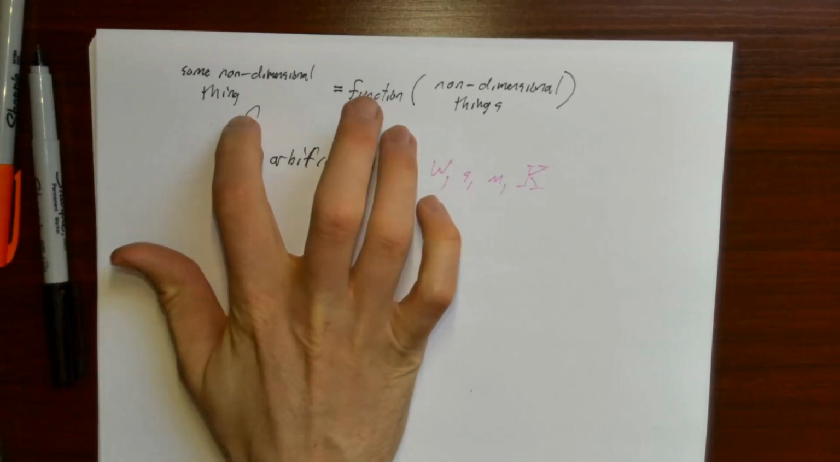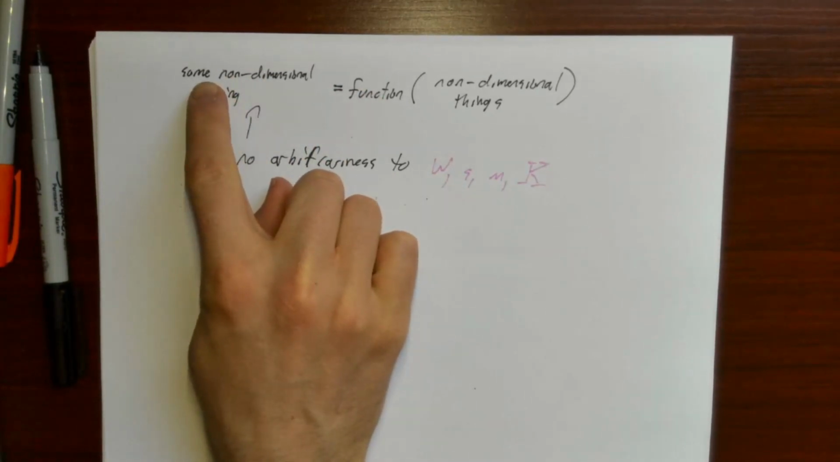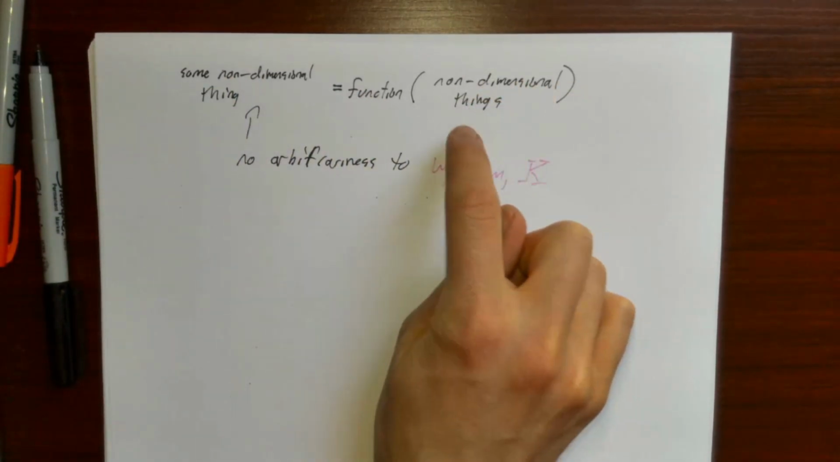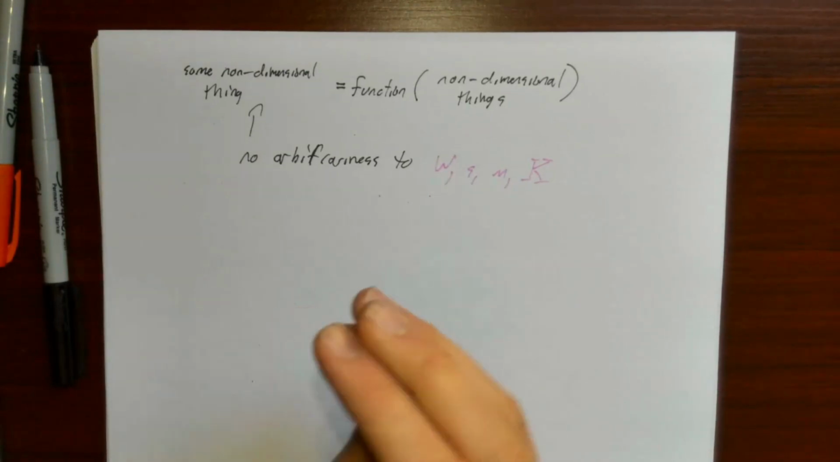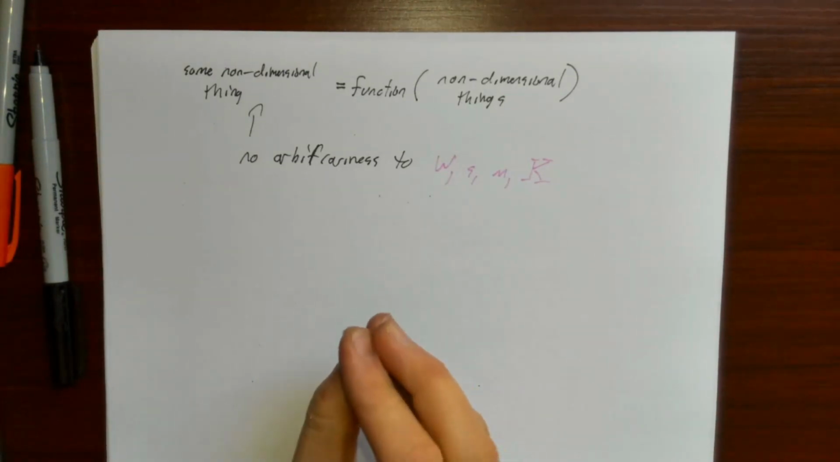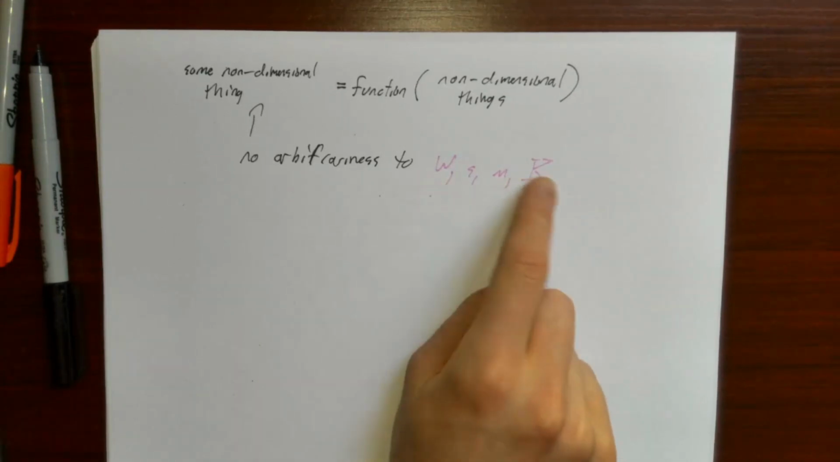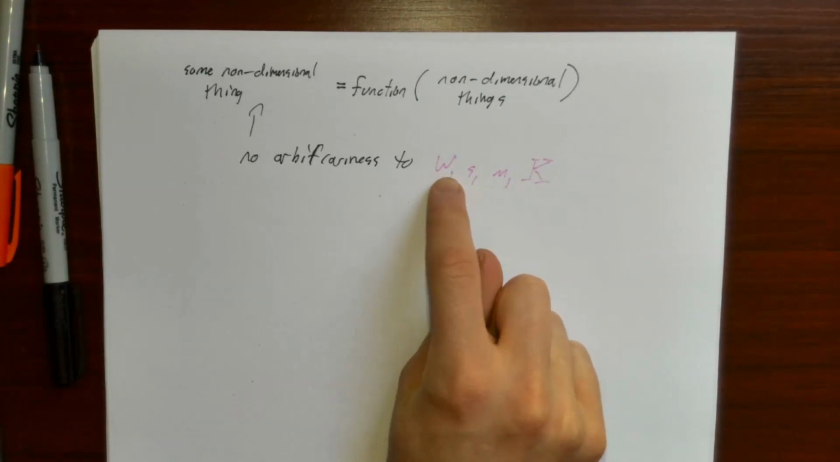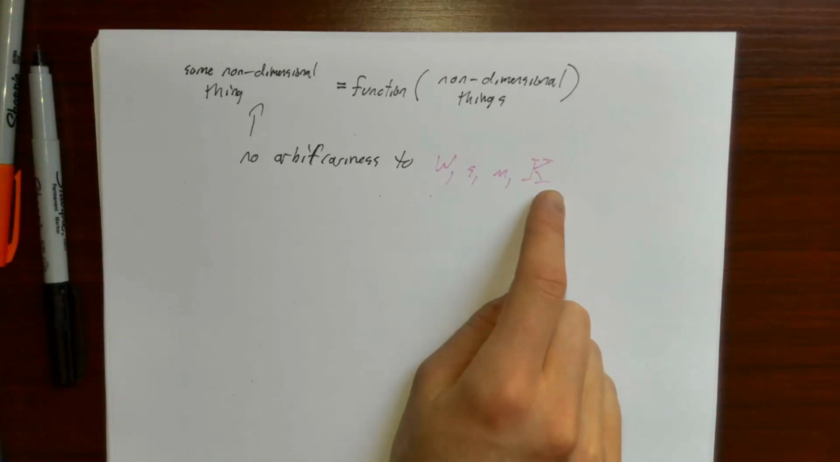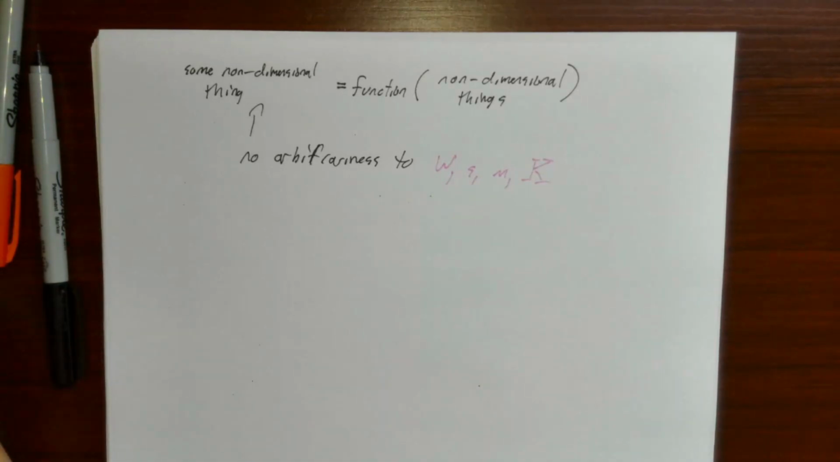So what do we do with this? Something that's non-dimensional can be a function only of other non-dimensional things, because the true physics on planet Zarbok is the same as it is on Earth, regardless of whether they use different units for watts or seconds or meters or Kelvin. And what does that mean?